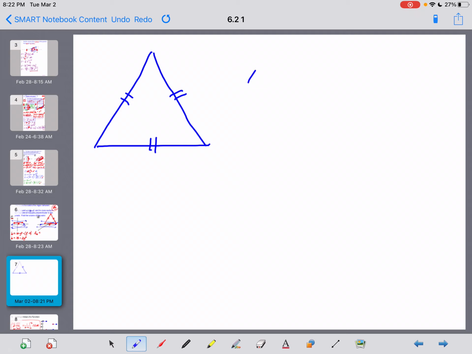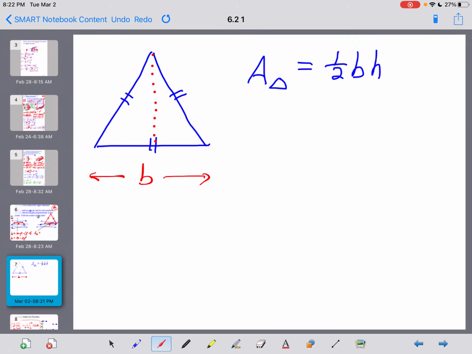Well, an equilateral triangle has the same area formula as any triangle, guys. 1/2 times its base times its height. But in an equilateral triangle, some interesting things happen. Let's talk about what's going on here. Base is the measurement of the entire bottom side, which means that this little piece right here is going to be base over 2. And if you guys recall, we've got a 60-degree angle here and a 30-degree angle here.